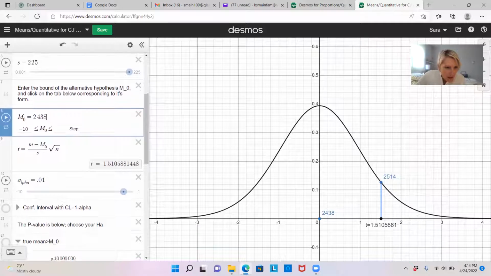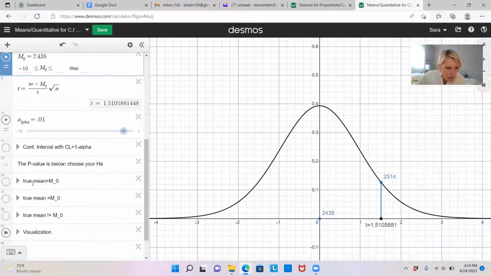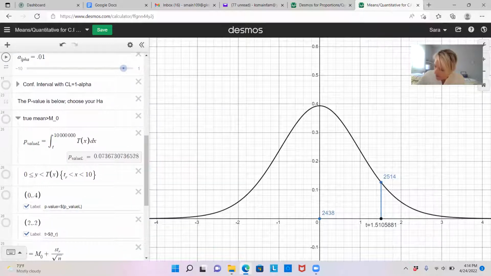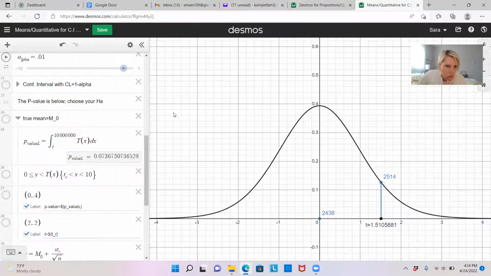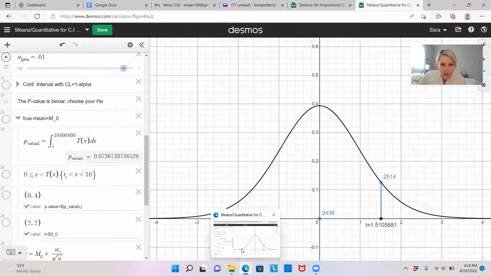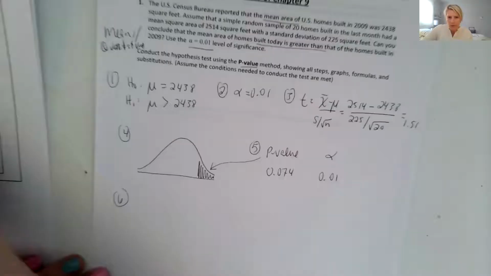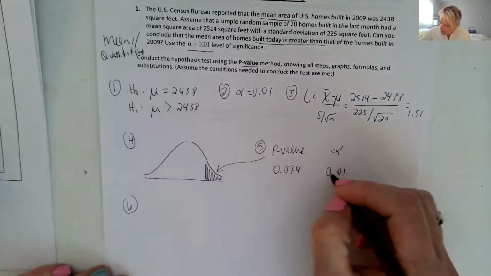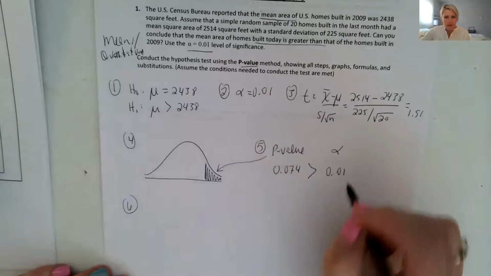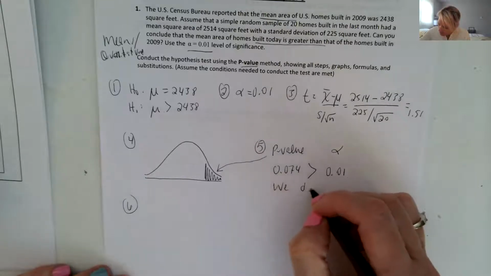Sorry about that. And then you're going to go down, and I'm choosing the drop down for greater than because that is the test that we're doing. And then there is our p-value. So our p-value is 0.074. And then we are going to go back to our paper. So our p-value is 0.074, and that is greater than our alpha. So we do not reject H0.